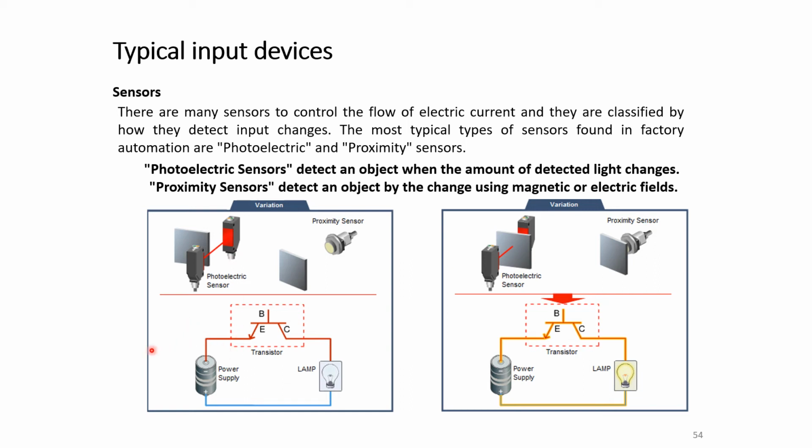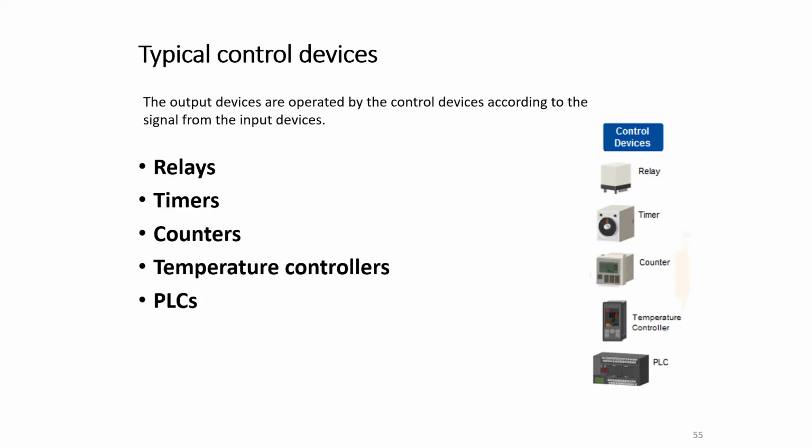So here you could see that either of these sensors could be represented by a type of transistor, which in this example closes the circuit when it detects an object.